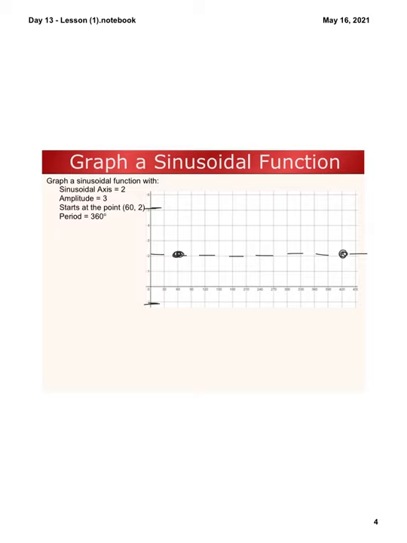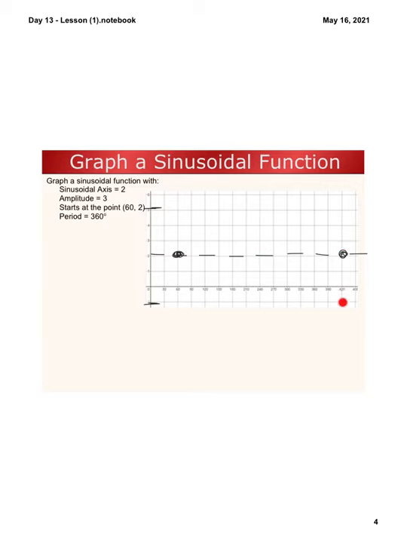All right, so I have plotted a couple of things. I've drawn in my axes. I put a point 3 lower and then 3 higher. So this is going to be the lowest it gets, and this is going to be the highest it gets. I've put my starting point in at 60, and then I put in another point at 420. So it said that I have a 360 degree period, so I know that I'm going to have to do one wave in this period.